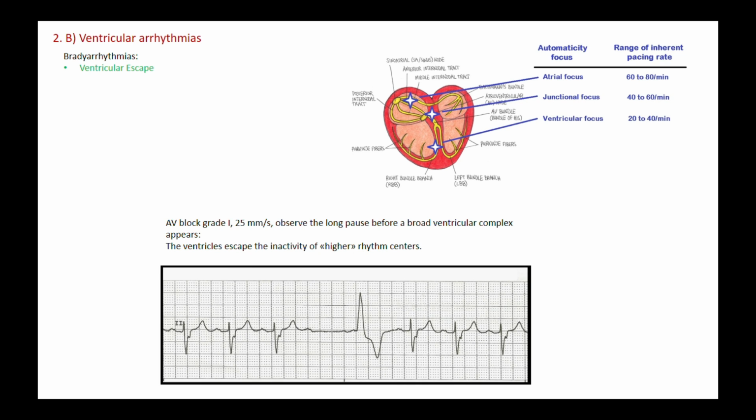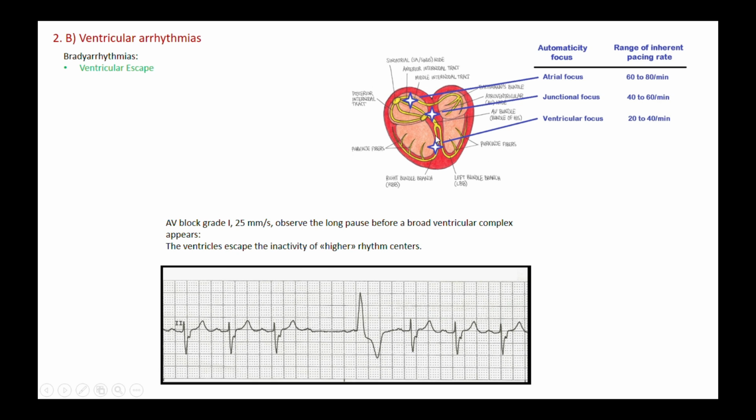Okay, so when we talk about bradyarrhythmias in the ventricles, we mentioned ventricular escape a little bit before. It looks like a ventricular extra-systole. It looks like a giant QRS complex, but you see it occurs after a break, a sort of pause, a lacking of input from a higher rhythm center.